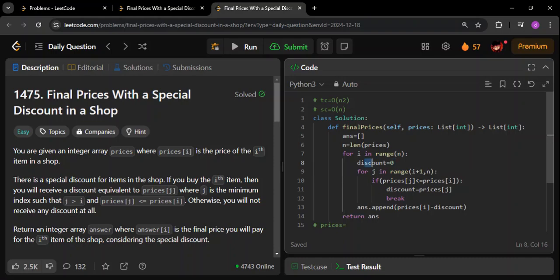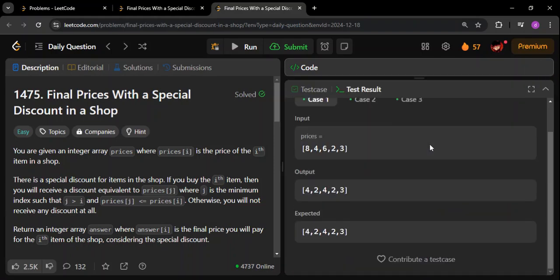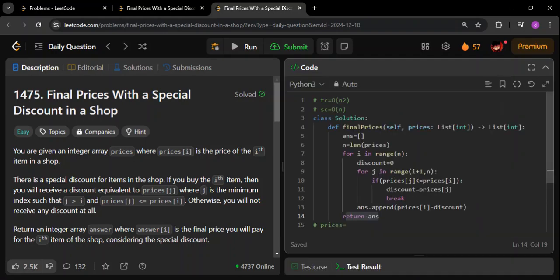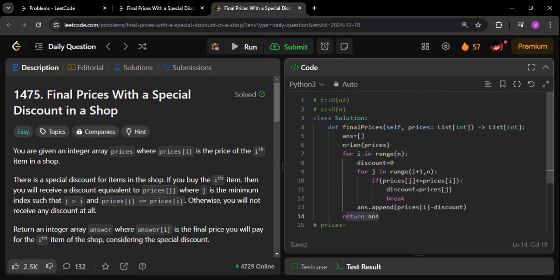If I do not get any value in this particular loop, then I will subtract 0 here, that is, the price will remain the same. Then I store it in my answer, and finally I have to return the answer. As simple as that. If you see, I've already submitted the solution and it got accepted. This took around 60 milliseconds. Now if you talk about the time complexity of this, it is an O of n square solution. Why?